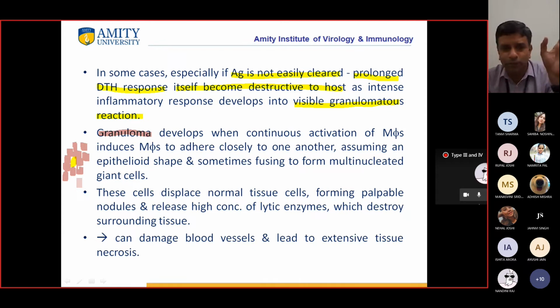अगर रियल में नहीं देखी तो मूवी में तो जरूर देखी होगी, right? जहाँ लड़ाई चल रही है, so they will break all the shops around that place, everything around that place where the fight is taking place, there will be destruction, right? So similarly here, the macrophages are trying to capture the antigen, and thousands of macrophages are coming to that point, and that will lead to this kind of destruction. So that can damage blood vessels and lead to extensive tissue necrosis. Okay.